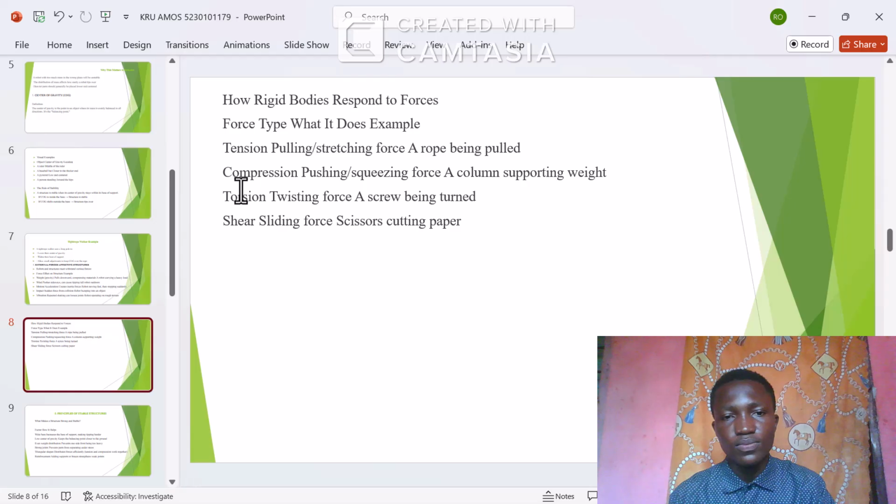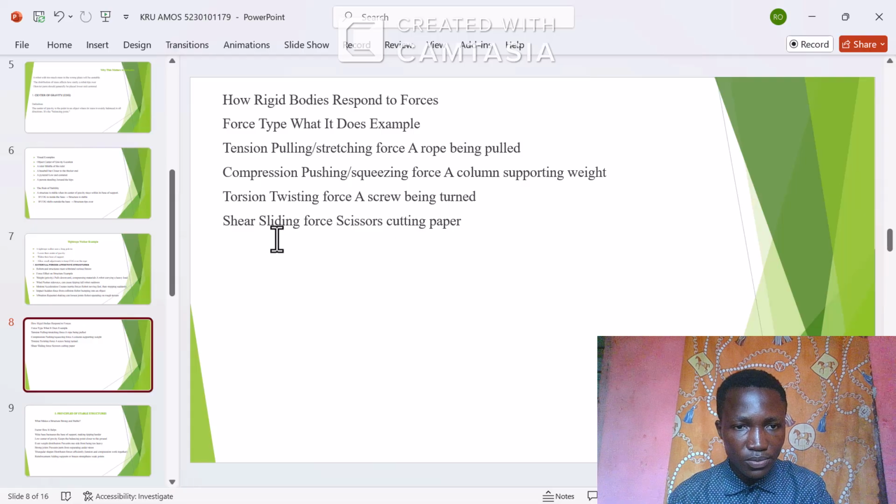Compression: pushing, squeezing force, like a column supporting weight. Torsion: twisting force, like a screw being turned. Shear: sliding forces, like scissors cutting paper.